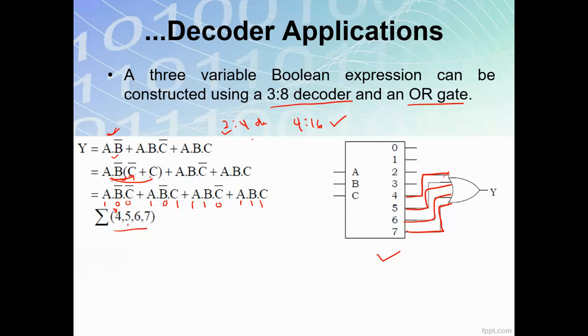You have to expand it by adding C bar plus C like this, because C bar plus C is 1. So 1 times A dot B bar, you get it back here. So you have to add by yourself the inversions of the inputs that are missing.